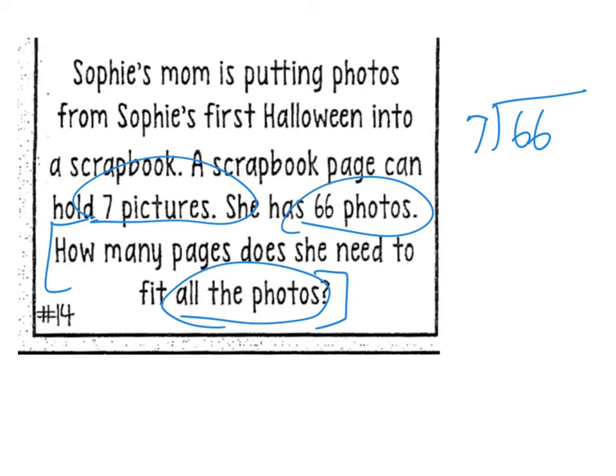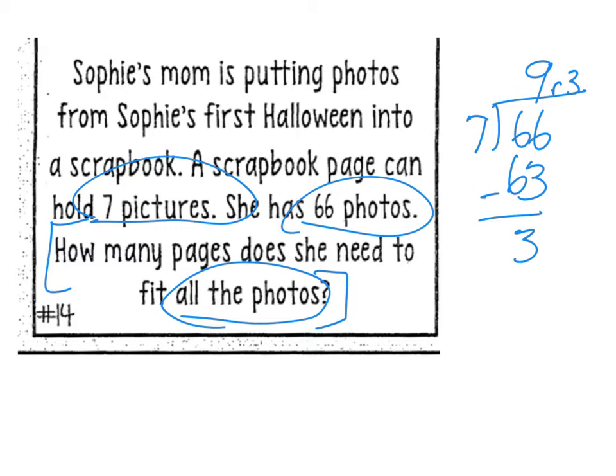So how many times would 7 go into 66? If you know your math facts, you would know it would be 9. 9 times 7 is 63. You're going to have a leftover of 3. And so your answer here is going to be 9 with a remainder of 3.